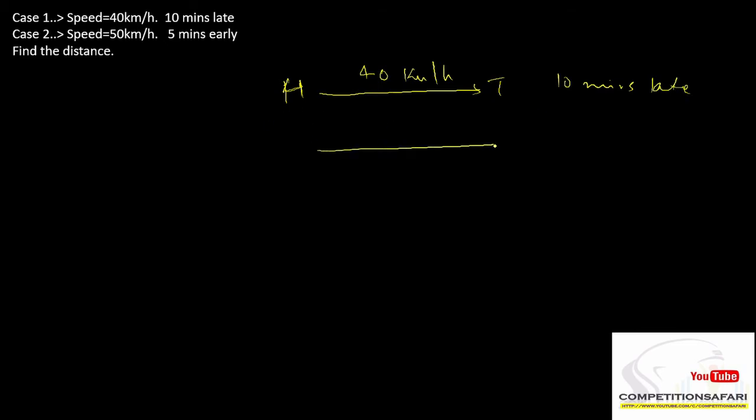Next question. We have a boy who goes from home to his tuition every day. On the first day, he went at the speed of 40 kilometers per hour and he reached his tuition 10 minutes late. Next day, he increased his speed and went with 50 kilometers per hour. This time, he reached his tuition 5 minutes early. We have to find the distance that the boy is covering every day.